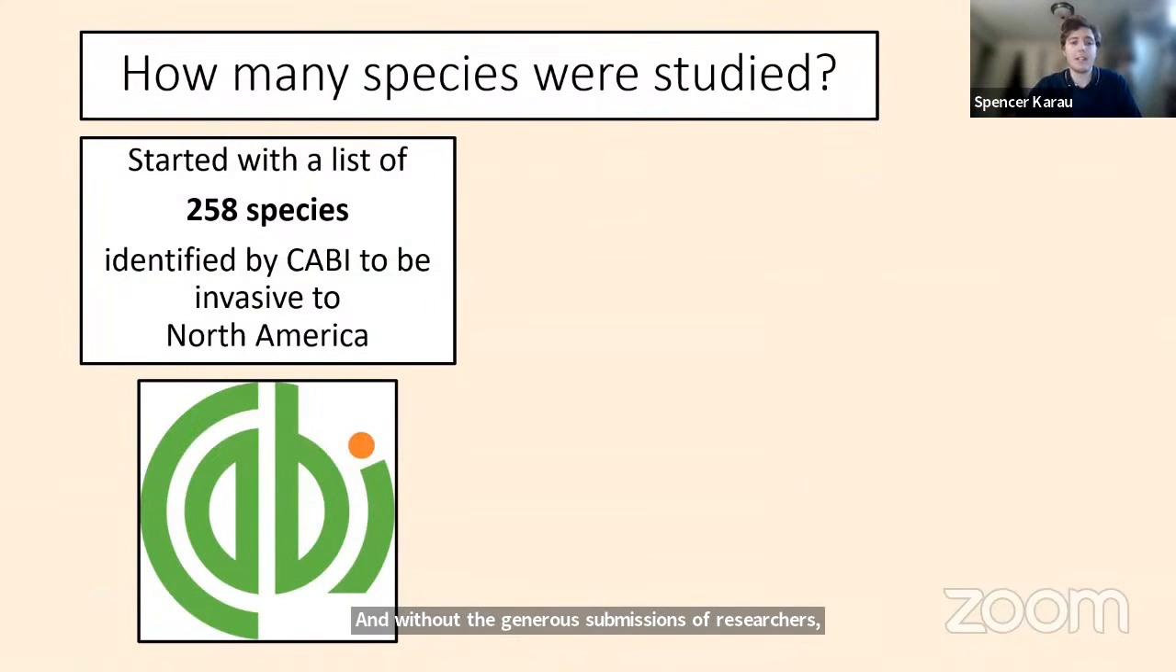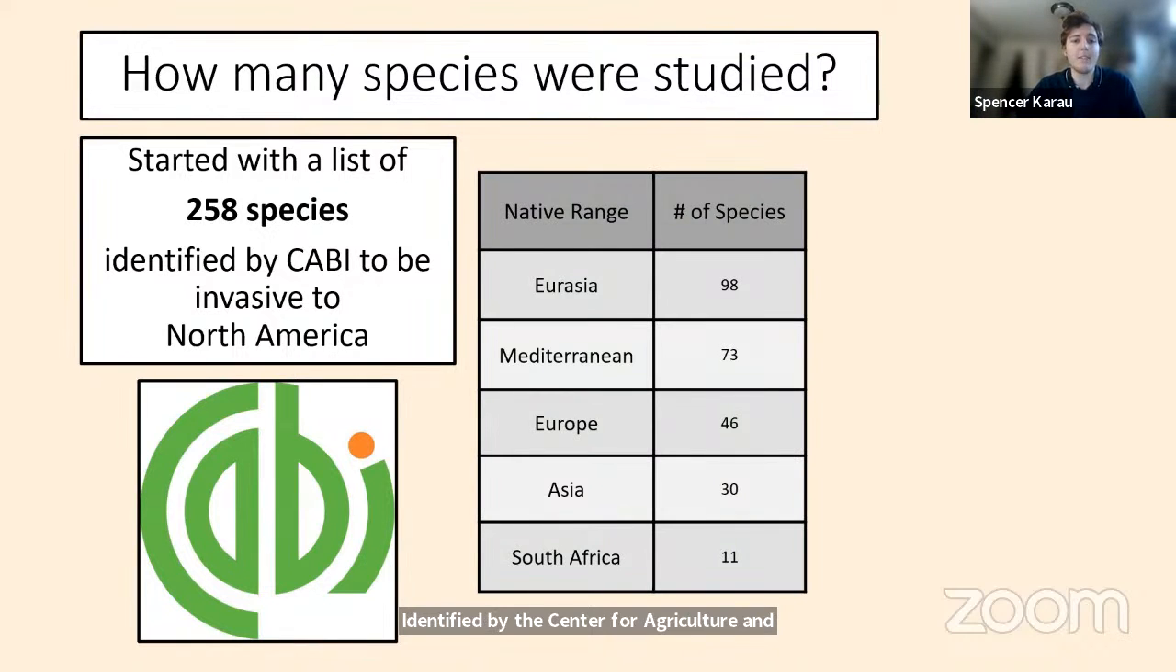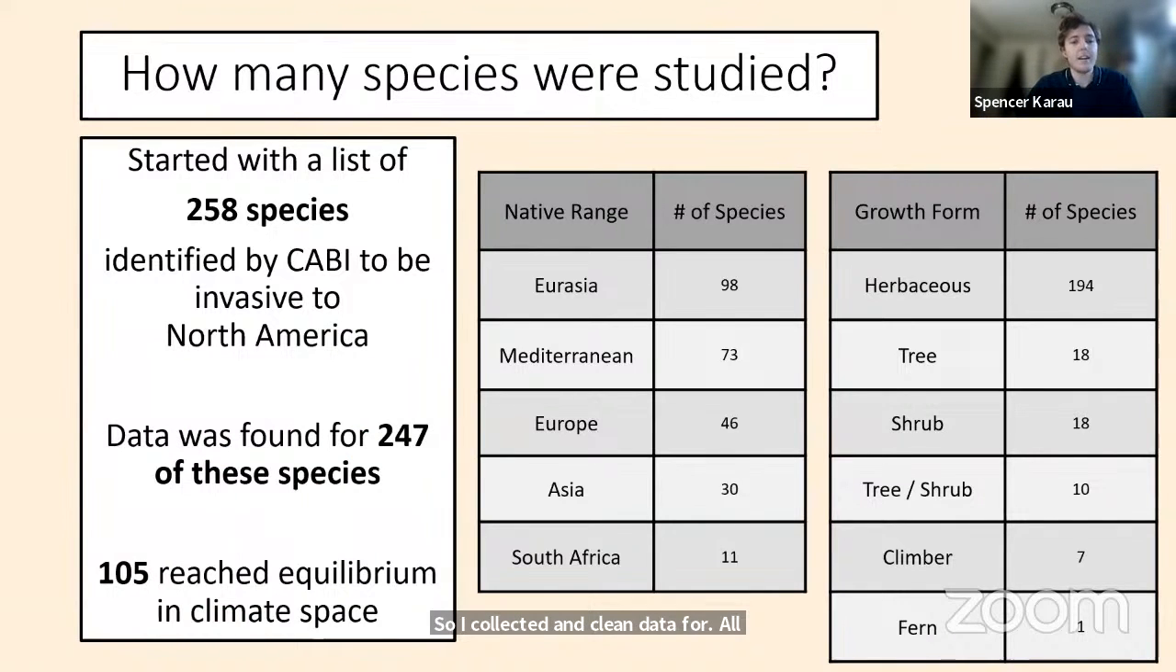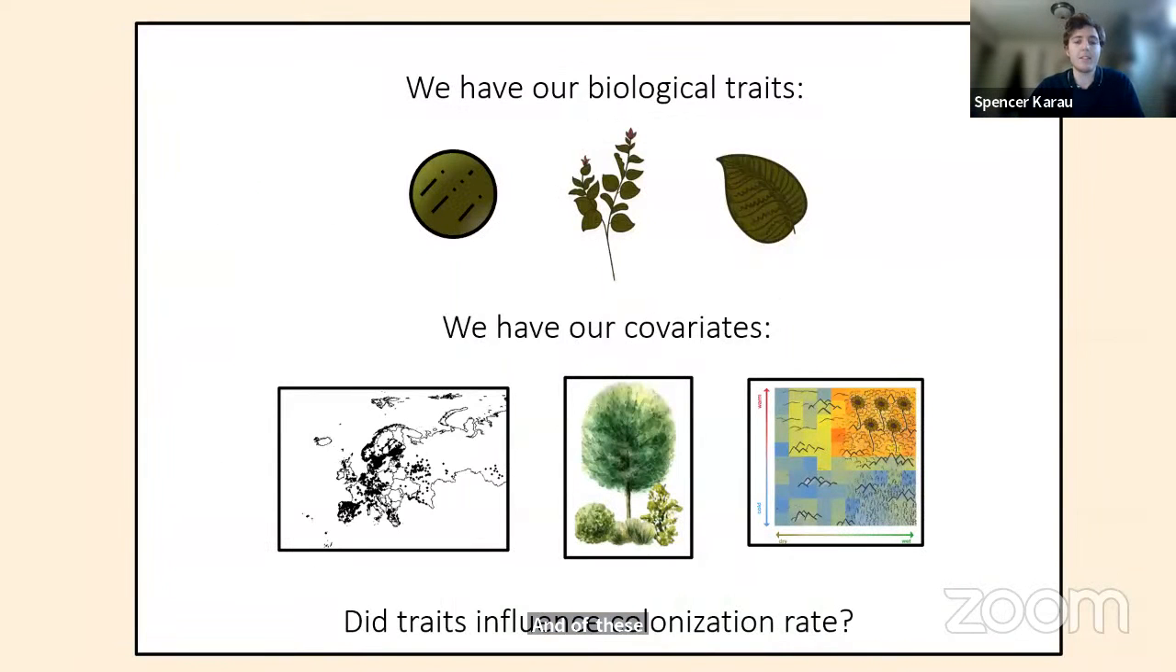So for my study, we looked at 258 species that were identified by the Centre for Agriculture and Biosciences International to be invasive to North America. These species came from a variety of different native ranges and were from a variety of growth forms, albeit the majority of which were herbaceous. I collected and cleaned data for all 258 of these species, and I was able to find data for 247 of them. And of these 247, 105 of them reached equilibrium in climate space.